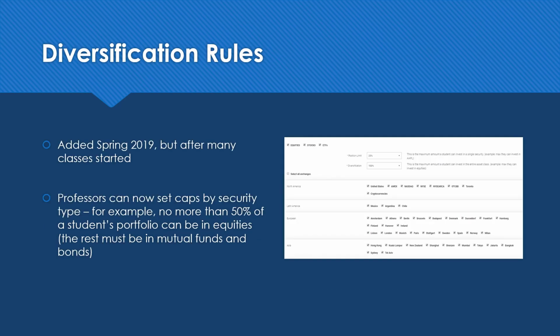Some of the new stuff that's actually going to be impacting your classes. The first one is our new diversification rules. This was actually added in the spring, but it was added after most classes already started, so you may or may not be familiar with it. Basically, with a diversification rule, teachers now have the ability to put a cap on how much students can invest in stocks or mutual funds. For example, you can say my students can only invest half of their portfolio in stocks, the rest they have to put in mutual funds, or vice versa. This is a good way to make sure your students actually do diversify their portfolio a bit by security type, and it makes it a little more interesting, making sure they have some more interesting investing strategies coming into play.